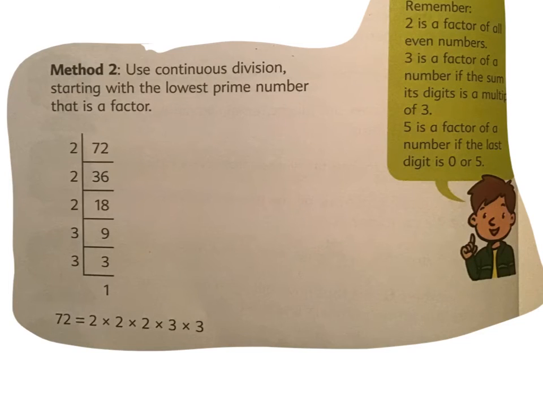The second way to find prime factorization is to continuously use division, starting with the lowest prime number as a factor. So 2 goes into 72. Now we're down to 36. What goes into 36? Well, we know that it's an even number, so 2 goes in there again. How many times? 18.